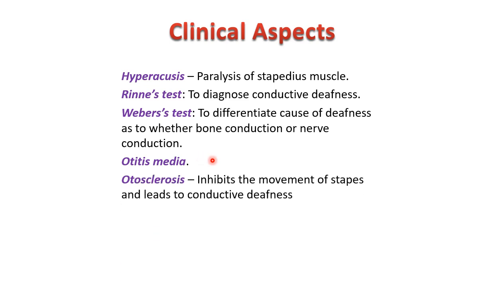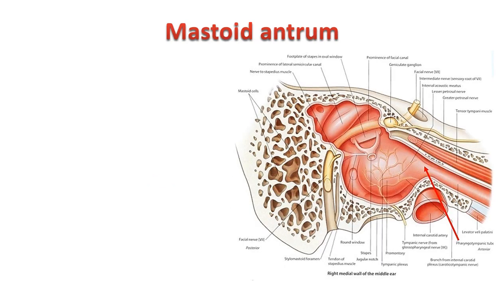And otosclerosis is abnormal ossification of the annular ligament, which is closing the fenestra vestibuli and the footplate of the stapes, and that leads to conductive deafness. And then tinnitus is actually ringing in the ear, so that we will come to when we discuss the internal ear. Next, passing on to the other aspect, we will have a very short discussion about the mastoid antrum.